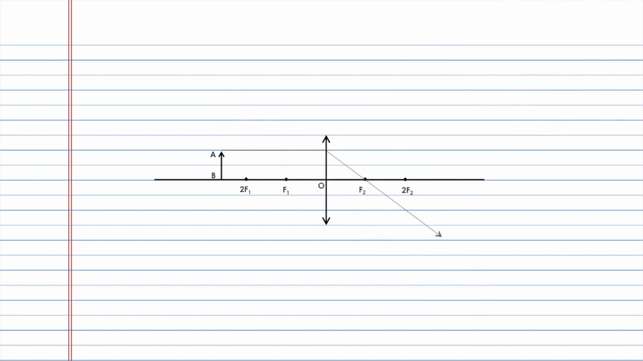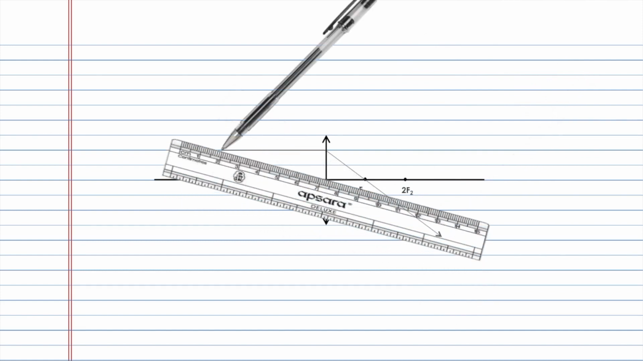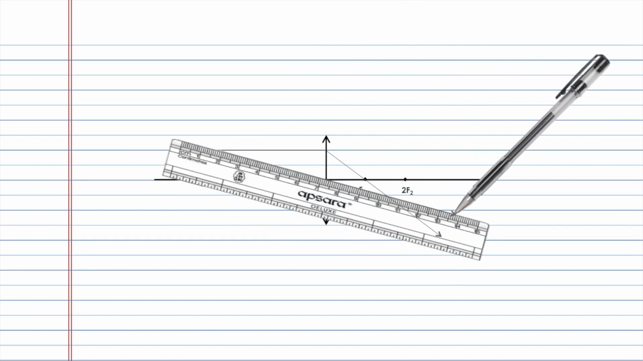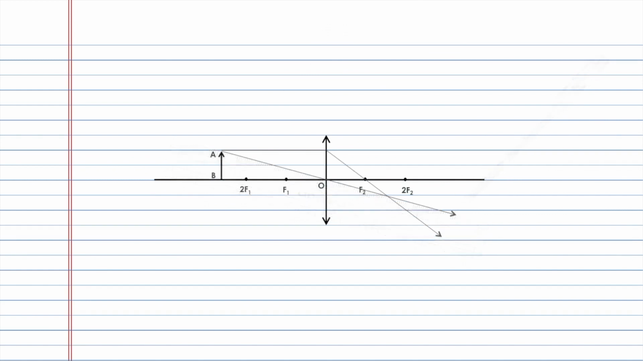we will draw another ray from A that passes through the optical center O. So where both of these rays meet is the image of A, that is A dash. The image of B will be on the principal axis, so here's our image. So as you would have already noticed, the object was beyond 2F1, and we will now describe the image.